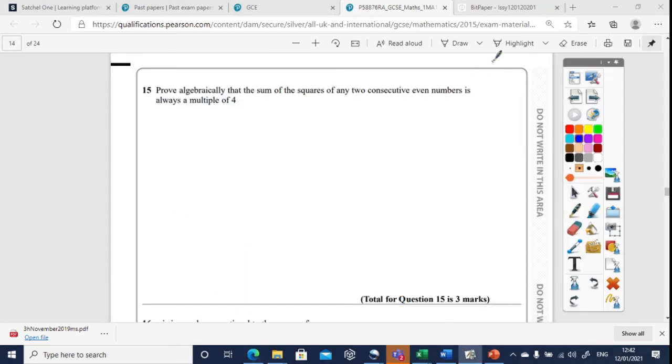Okay. Prove algebraically that the sum of any two consecutive even numbers is always a multiple of 4. So I need to do an expression for an even number, which is 2n. And the next consecutive even number, I'm going to put 2n plus 2. You could put 2n minus 2 if you wished.